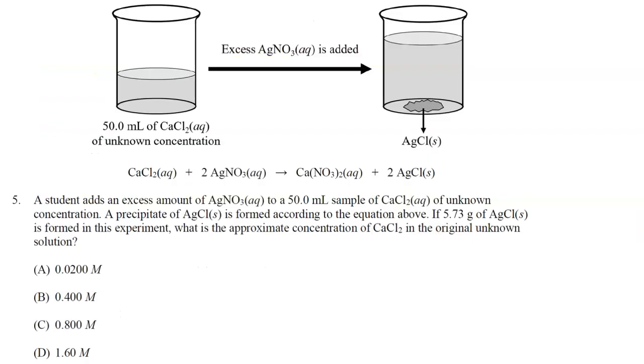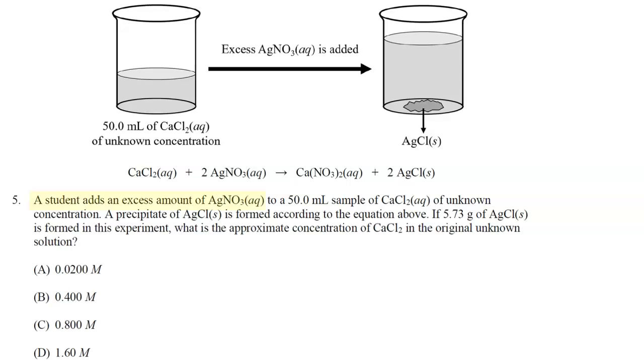Now, let's take a look at question 5. Question 5 says a student adds an excess amount of aqueous AgNO3, silver nitrate, to a 50.0 milliliter sample of aqueous CaCl2, calcium chloride, of unknown concentration. A precipitate of solid silver chloride is formed according to the equation above. If 5.73 grams of solid silver chloride is formed in this experiment, what is the approximate concentration of calcium chloride in the original unknown solution?